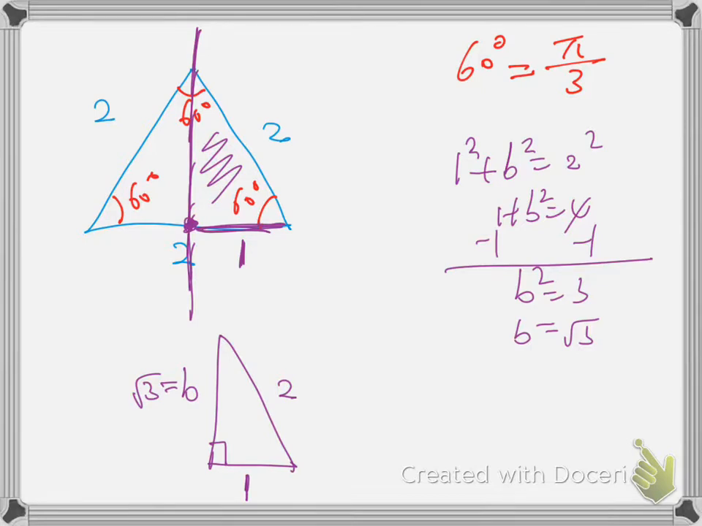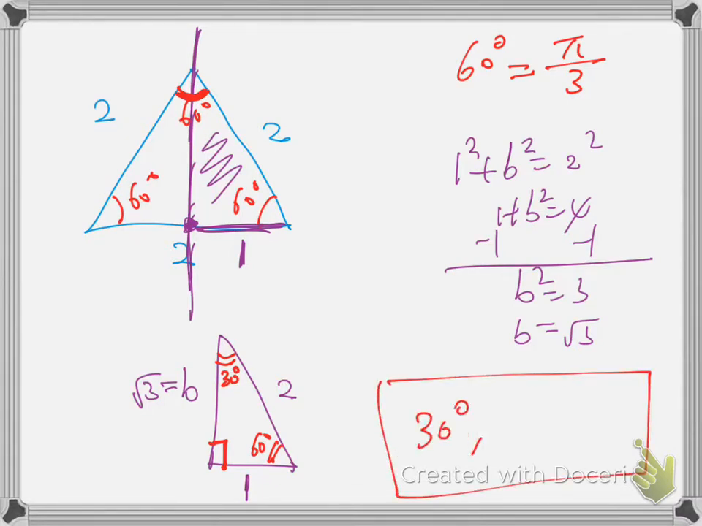Now what about the angles? This angle is 60, and this right angle is 90. What about this top angle? The top angle is half of the 60 because we divided it into 2 equal parts. So 60 divided by 2 is 30 degrees. So this right triangle is a 30, 60, 90 right triangle. The other one is 45, 45.